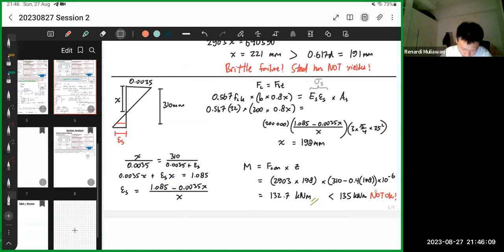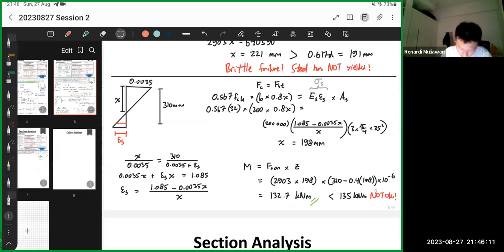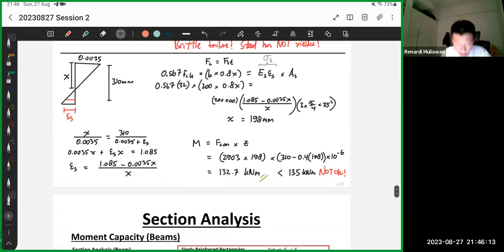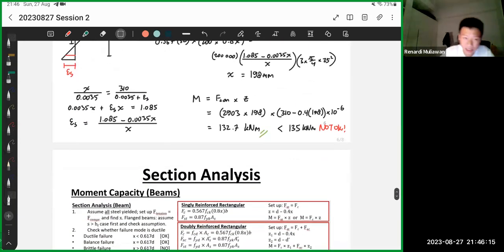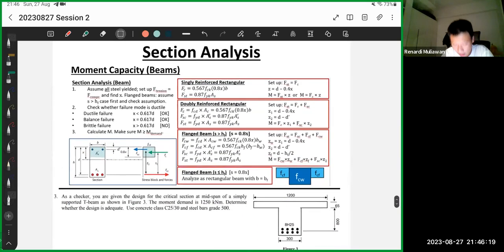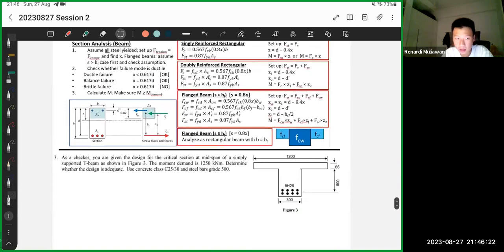So, that's for not yielded sections. Okay, we have around 14 minutes left. I think we can do one more question and we're done for today. I just want to cover the T-beams. Again, the concept is the same: force equilibrium and everything.